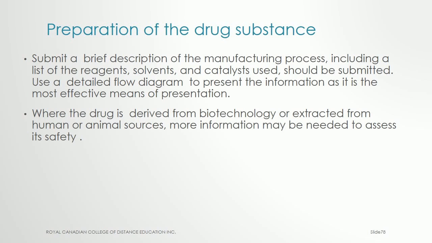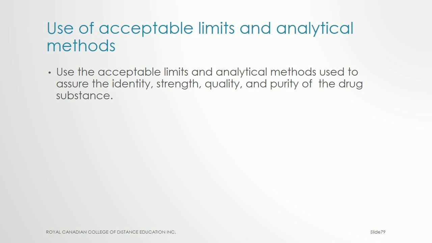Preparation of the drug substance. Submit a brief description of the manufacturing process, including a list of the reagents, solvents, and catalysts used. Use a detailed flow diagram to present the information, as it is the most effective means of presentation. Where the drug is derived from biotechnology or extracted from human or animal sources, more information may be needed to assess its safety. Use the acceptable limits and analytical methods used to assure the identity, strength, quality, and purity of the drug substance.